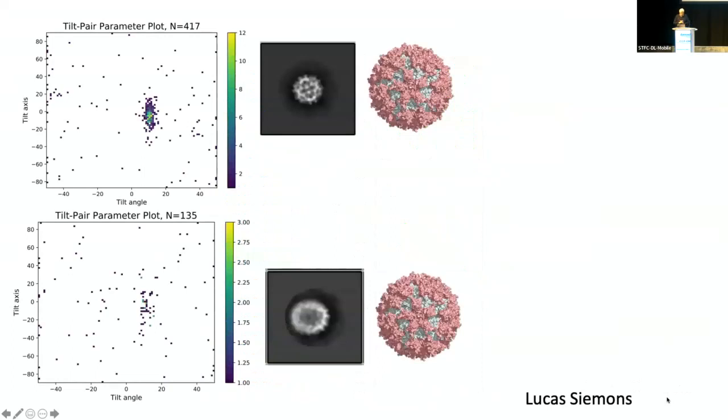One of the things Lucas was very interested in was whether, from the particles that end up in individual classes, you could also do this tilt pair test. The idea is that this is a particular map, and from a data set in which there's a tilt pair for every particle, for this particular class in that data set, there is a clear signal in the tilt parameter plot. But for this class, it clearly doesn't agree as outstandingly with that map.